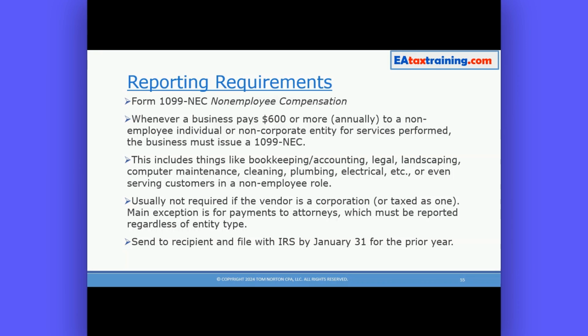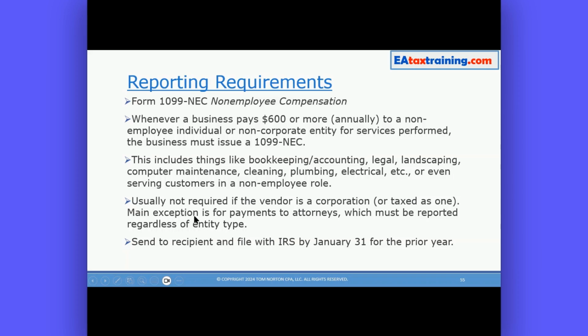So this is going to include things like bookkeeping or accounting. So if you are a bookkeeper doing business as a sole proprietorship for a business, that business has to issue you a 1099 if they pay you $600 or more. Could also be for legal services. Could be for your landscaper, your computer maintenance, cleaning, plumbing, electrical. If it is a non-corporate entity that is doing any type of work for you, then you issue them this 1099. Again, usually not required if the vendor is a corporation or taxed as a corporation.